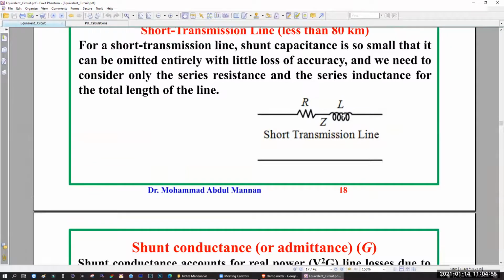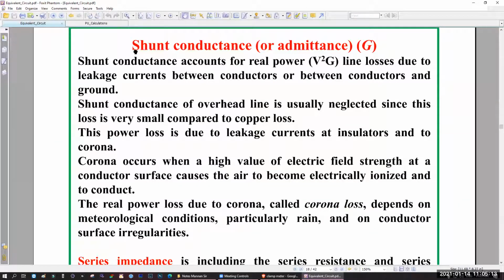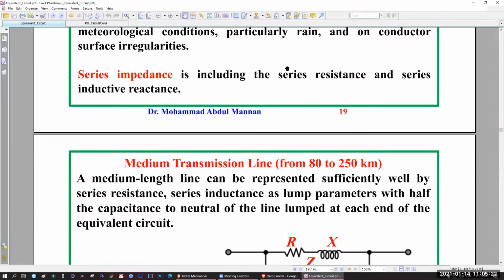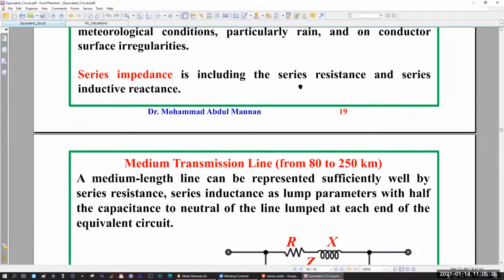Now, a transmission line can be simply represented by what? An R and an L, reactance, right? Resistance and a reactance. So this is your total impedance. Now, shunt conductance or admittance. This is not conductance, this is admittance actually. Conductance is not a good word. Admittance is a good word. What is admittance? Admittance is the conductivity of that line.